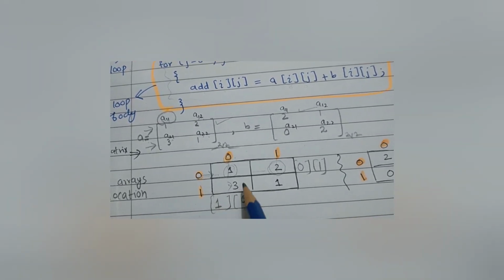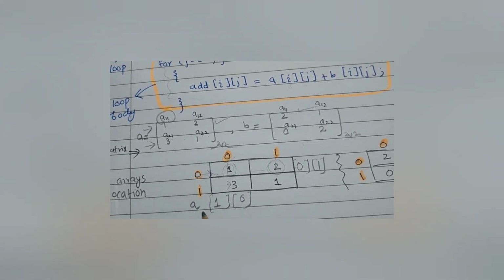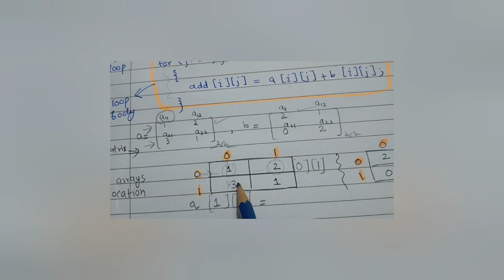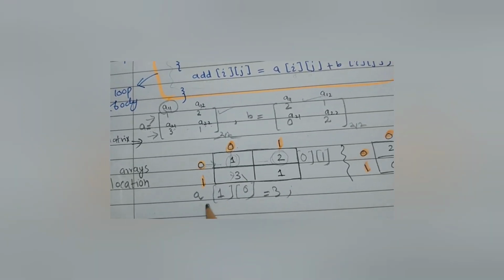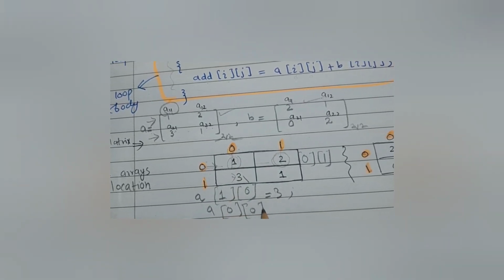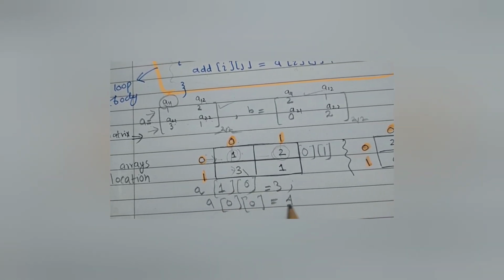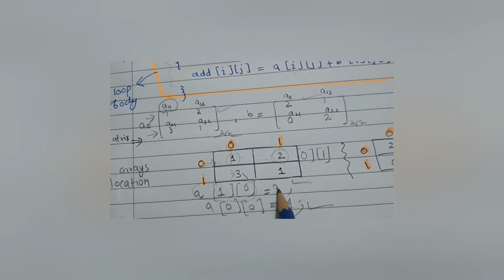Okay, so for example, these are the elements of first matrix A. So A10 is equal to what? Is equal to 3, like this. Okay, and A00 is what? Is 1. Okay, so like this, that is the meaning of the array.